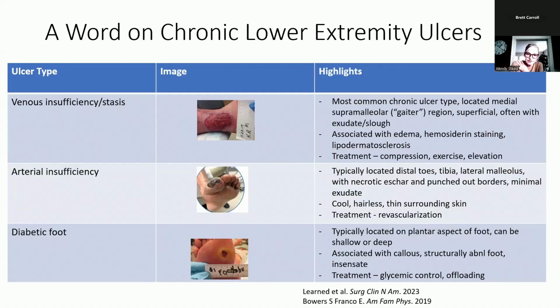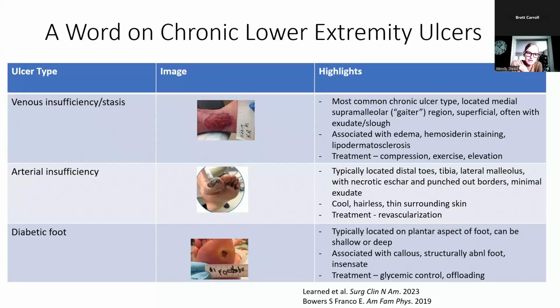Arterial insufficiency ulcers certainly occur. They're less common. They're typically located more distally in the toes, sometimes over the tibia, lateral malleolus. These are generally associated with some necrosis and necrotic eschar and very clear punched out borders. The skin surrounding is often cool and hairless. And these are treated with revascularization.